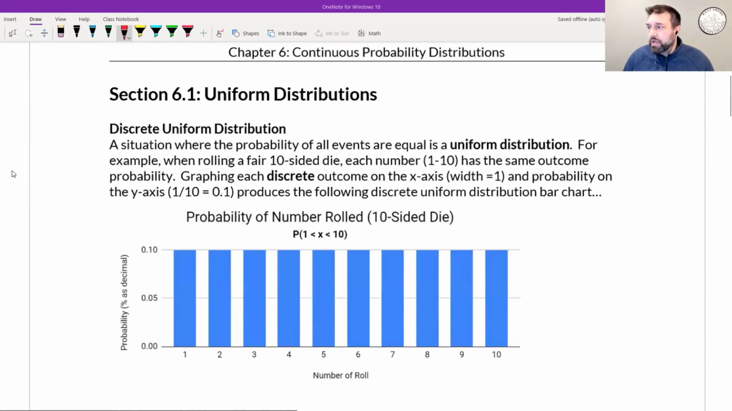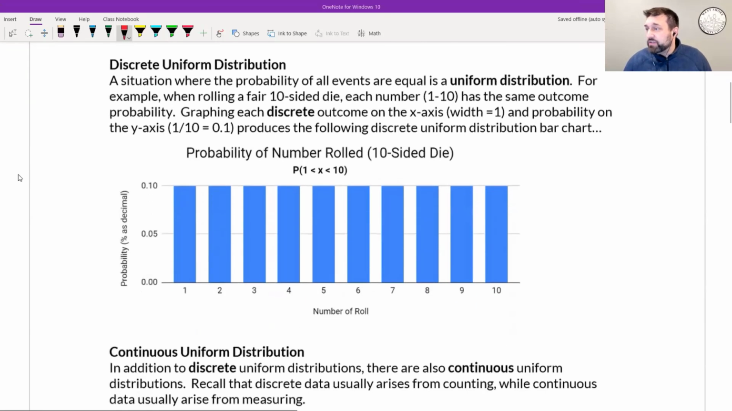So in 6.1, we make a transition from discrete distributions to continuous distributions. If you remember back in module 5, we were talking about discrete distributions. This is an example of a discrete distribution. If you were to roll a 10-sided dice, the outcomes are discrete. You can only roll a 1 or a 2 or a 3. You cannot roll a 2.55 or a 3.14 on a 10-sided dice. So for a 10-sided dice, there are 10 discrete outcomes.